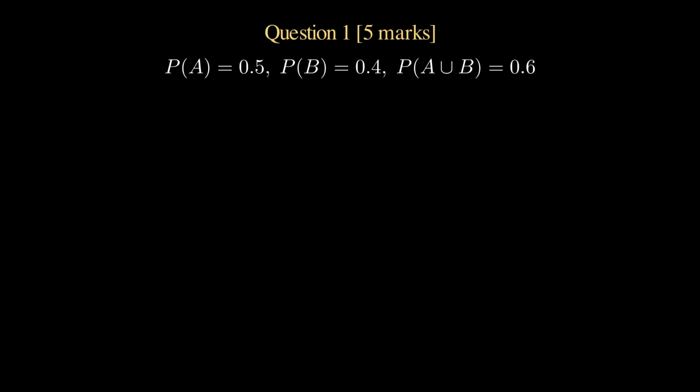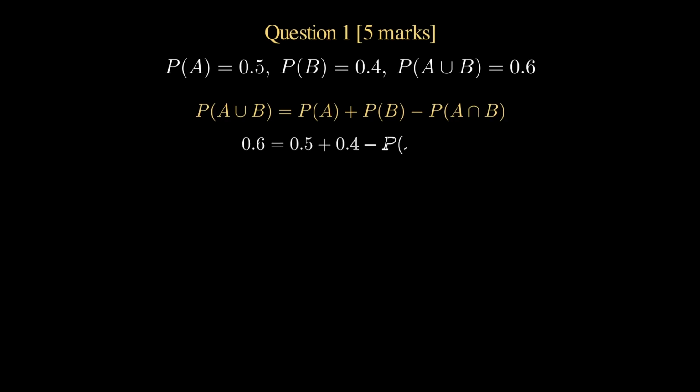Question 1. Let A and B be events with given probabilities. Find P of A given B. We use the formula for the union of two events. Substituting the values, we get 0.6 equals 0.5 plus 0.4 minus P of A intersect B. Solving gives P of A intersect B equals 0.3.